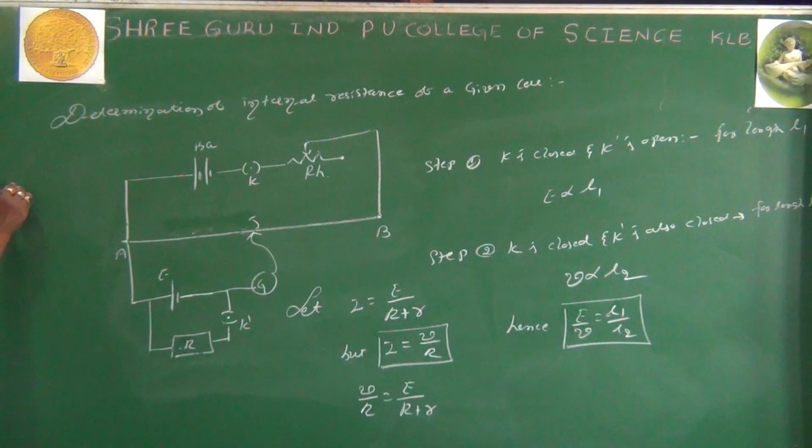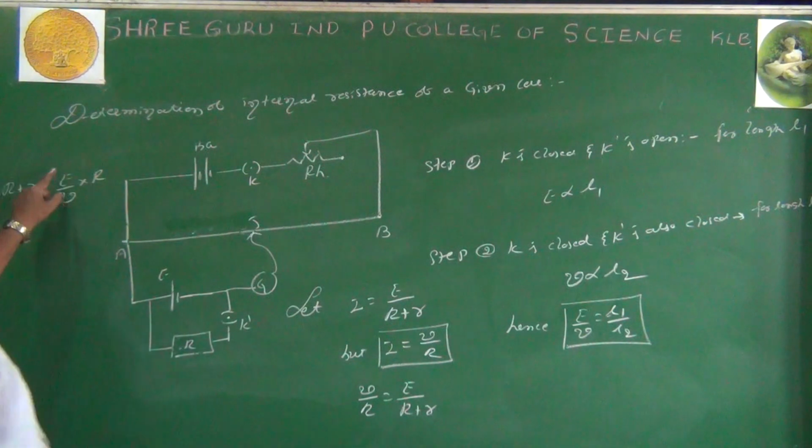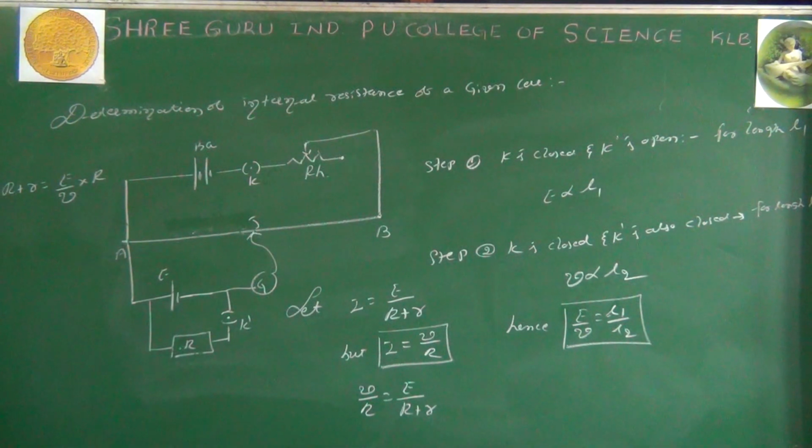Shall I use here? r plus R equals E by V into R. Is it clear? Just check the equation. I take r plus R to the numerator by cross multiplication: E into R divided by V. I make E by V separate, then I need only r. So r equals E by V into R.